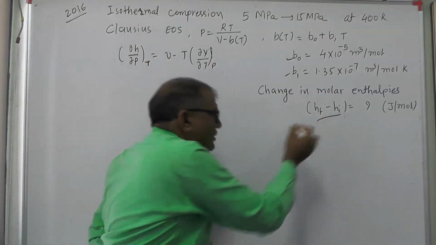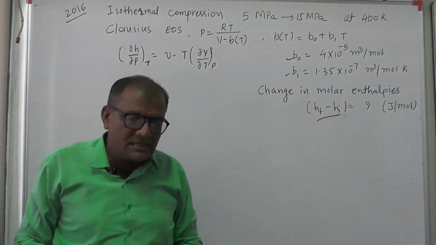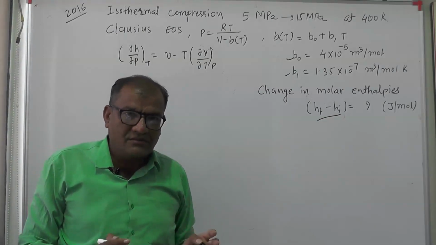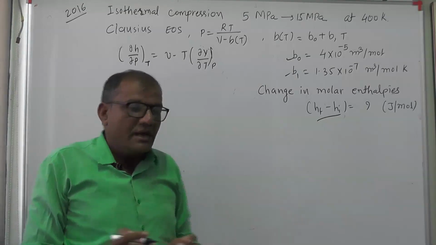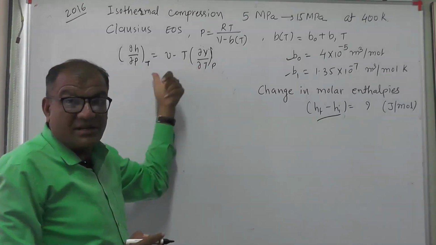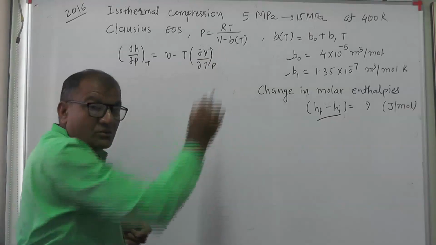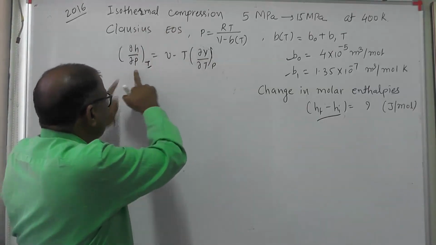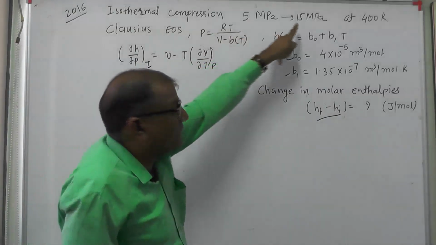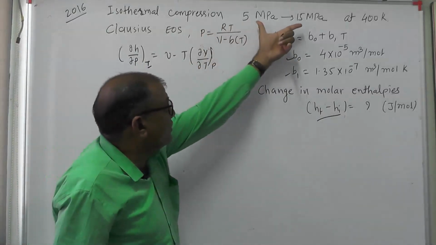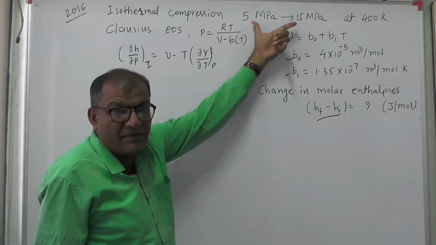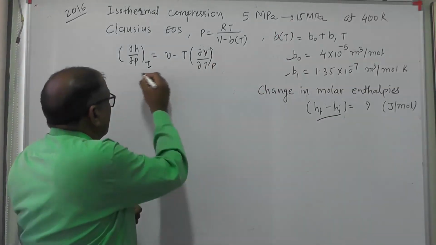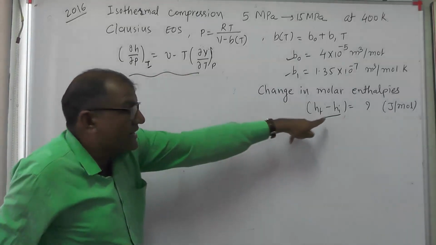If I want to calculate this HF minus HI, the meaning is I need to calculate delta H, the change in enthalpy, and that can be obtained from this equation, because according to the statement the process is isothermal and there is a change in pressure from 5 to 15. So I know the pressure change from 5 to 15 megapascal. From this equation we can calculate this one.